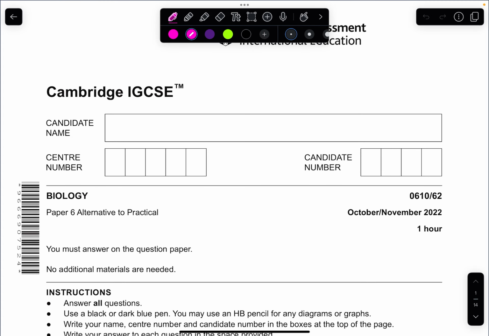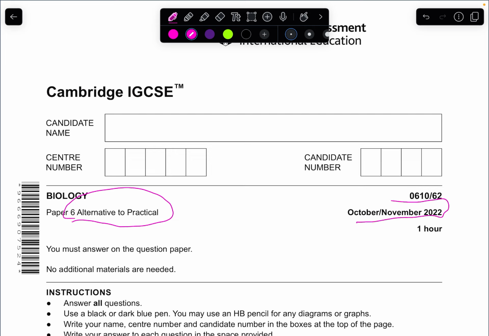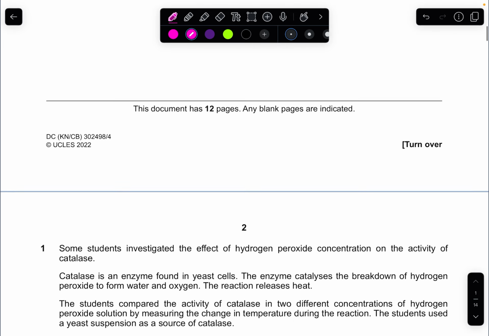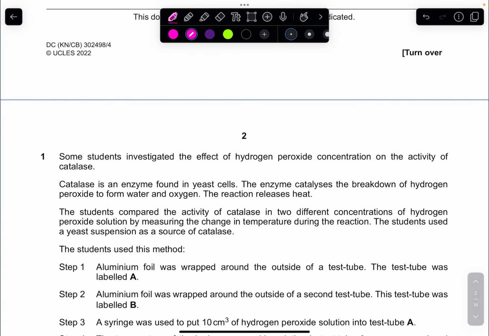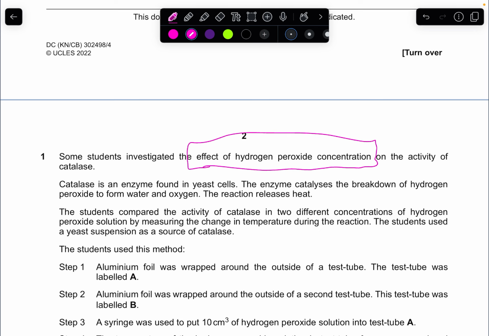Hello everyone, let's do this paper, IGCSE Paper 6, that is Alternative to the Practical, October/November 2022. So question number 1 is about some students investigated the effect of hydrogen peroxide concentration on the activity of the catalase.